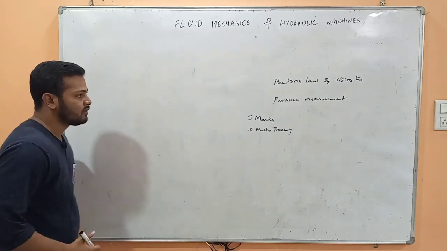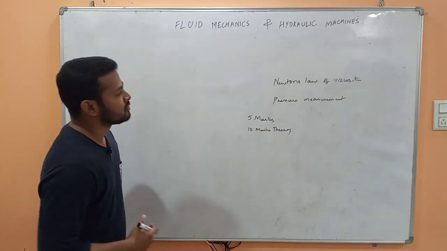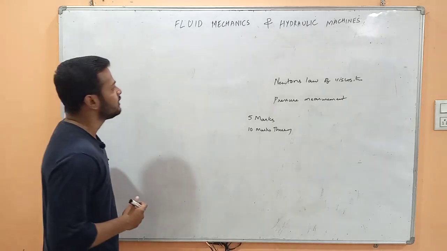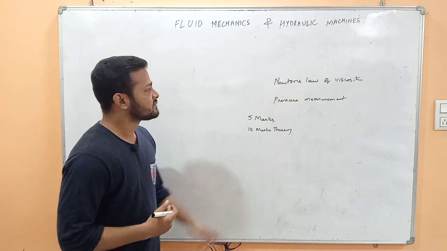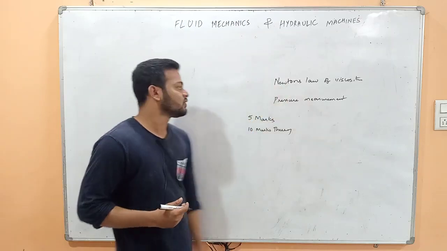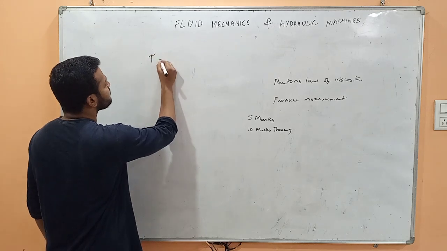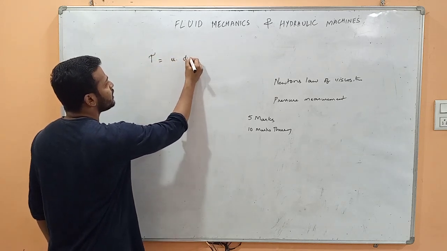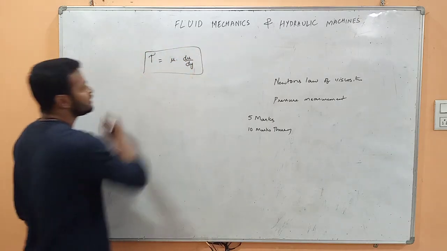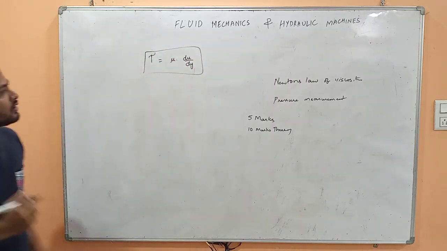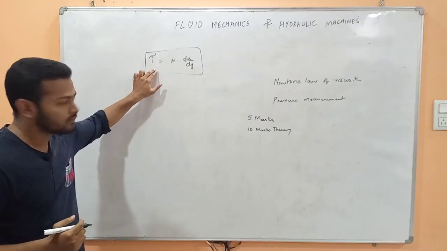Since we have solved some problems on Newton's law of viscosity in the last class, we will be solving some more problems because it's very important, and we will also be solving some more problems from the previous papers which were asked from this concept. Okay, so what is Newton's law of viscosity? That is tau is equals to mu into du by dy. As soon as you see that viscosity term in the question, you have to understand that you have to use this formula.